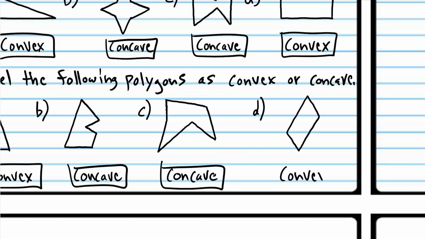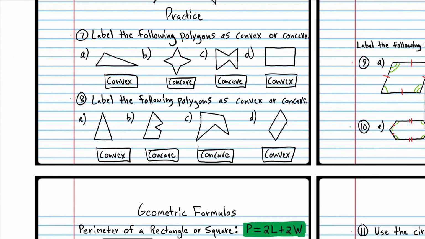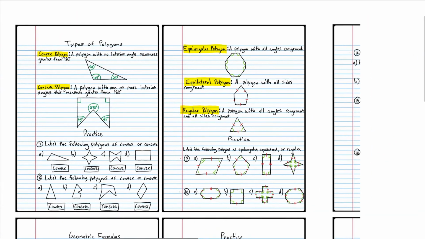This polygon, on the other hand, is not concave. It's convex. This angle looks to be about 110 degrees. This angle also. And these angles are much less than 180. Those look to be about 75 degrees. So if you got those right, good. Okay.